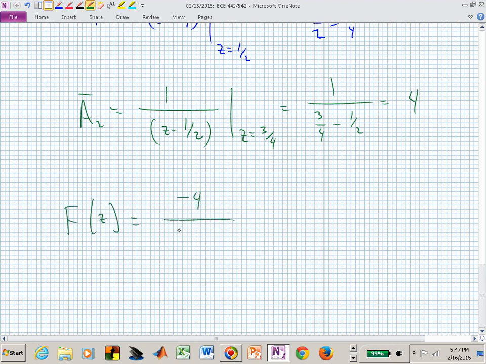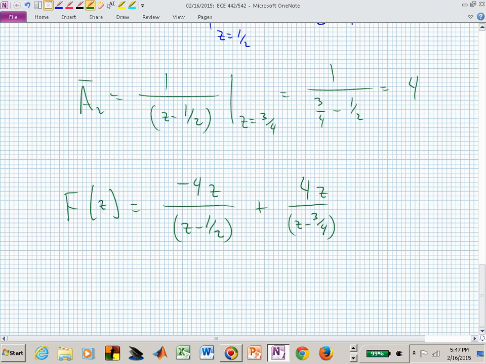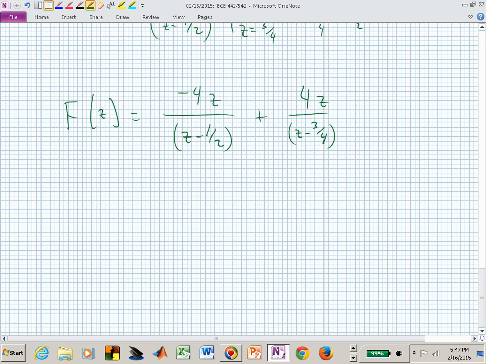would be this, minus 4 over z minus 1/2 plus 4 over z minus 3/4. But we've taken the z from underneath f of z and put it back into the proper location by multiplying all terms by z, and now we can identify these two terms on the right-hand side with the pair that we have in the z transform table, which now says that f of n is minus 4 times 1/2 to the n plus 4 times 3/4 to the n.